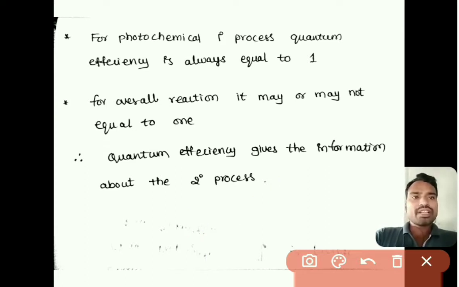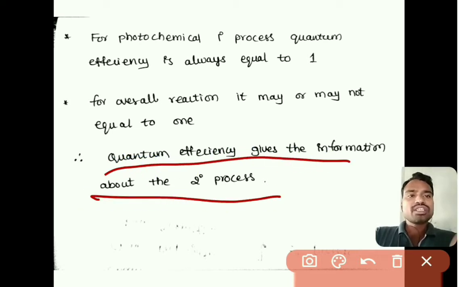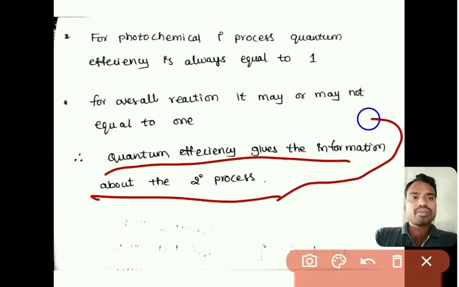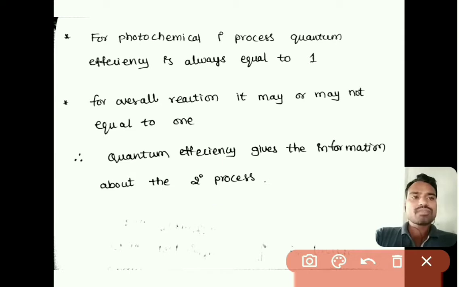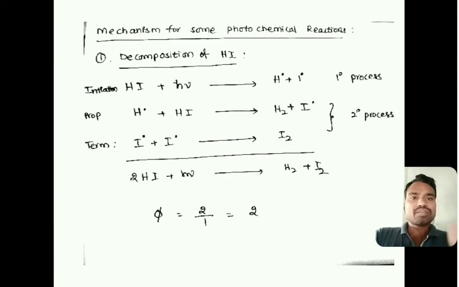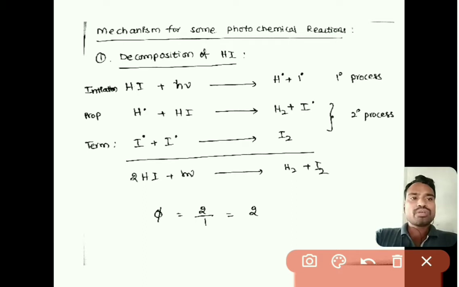But for the overall reaction, the quantum efficiency may or may not be equal to 1. That means the quantum yield depends on the secondary process reactions. So quantum efficiency or quantum yield gives information about the secondary process, right? That is the important point of quantum yield or quantum efficiency. Now we will see some reactions with quantum yield.